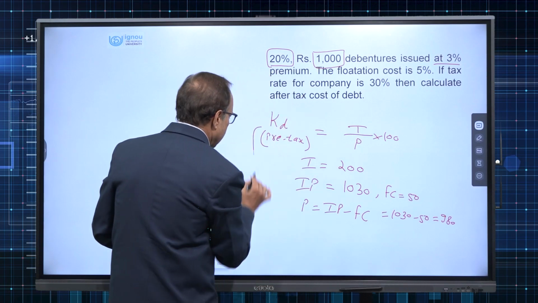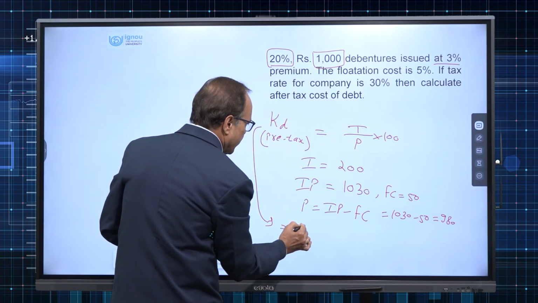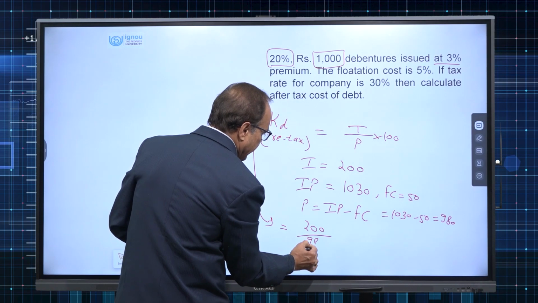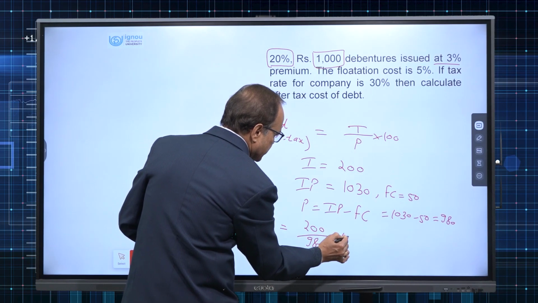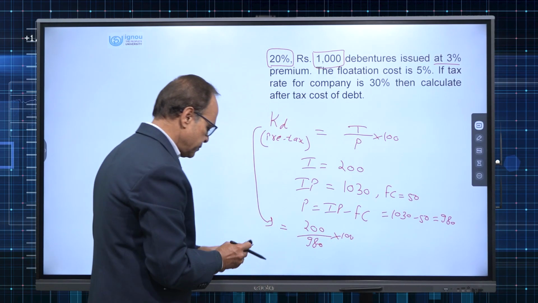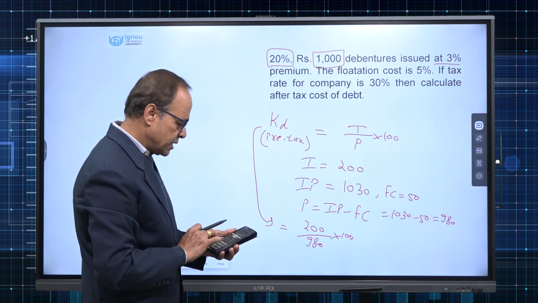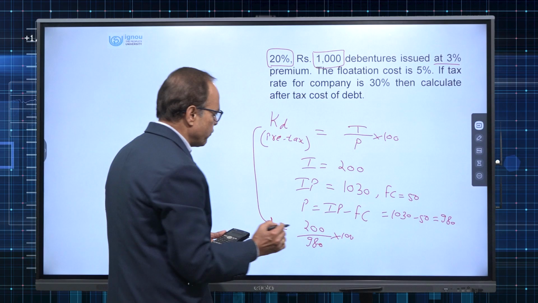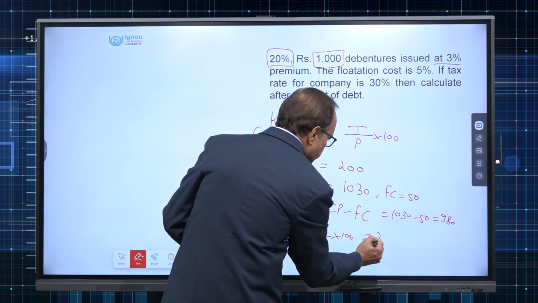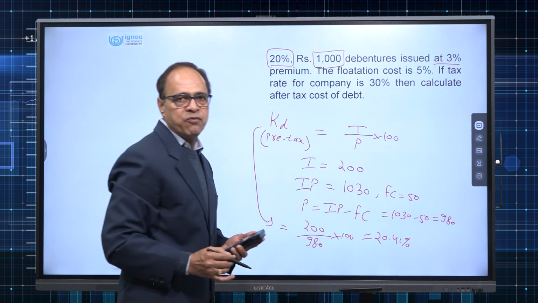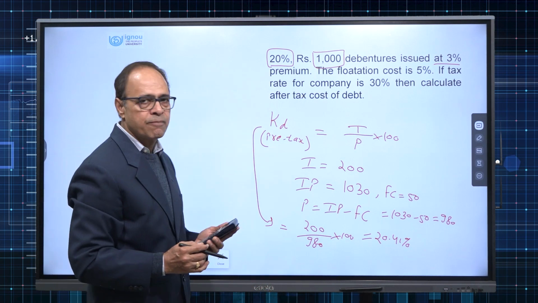So if you plug in the values into this formula, I is 200 divided by 980 times 100. So 200 divided by 980 times 100, so 20.41. So that is the before tax or pre-tax cost.